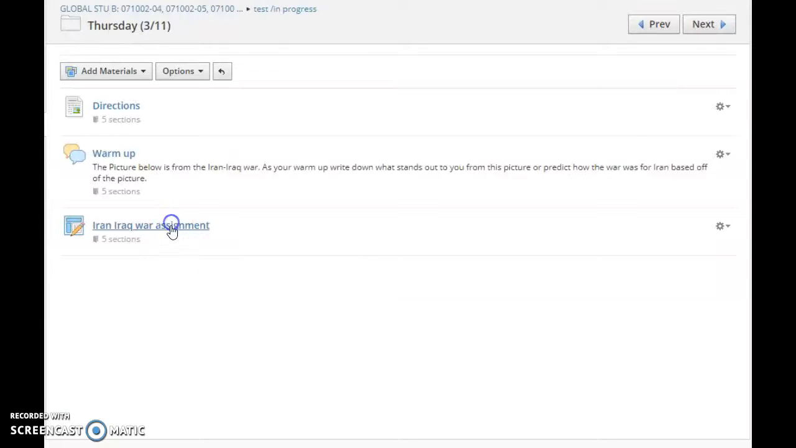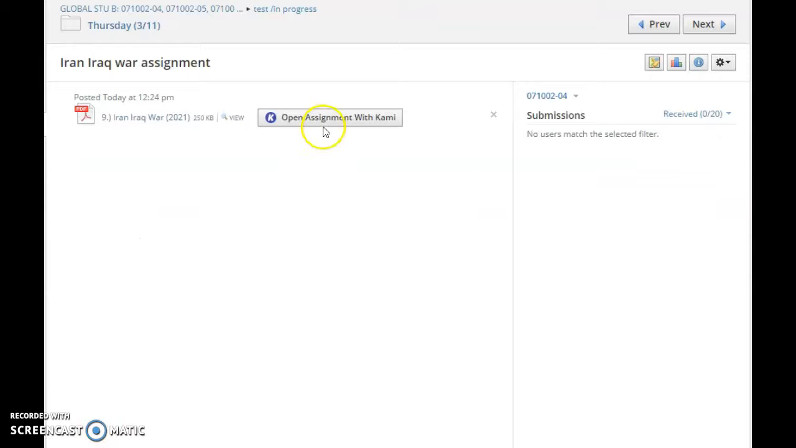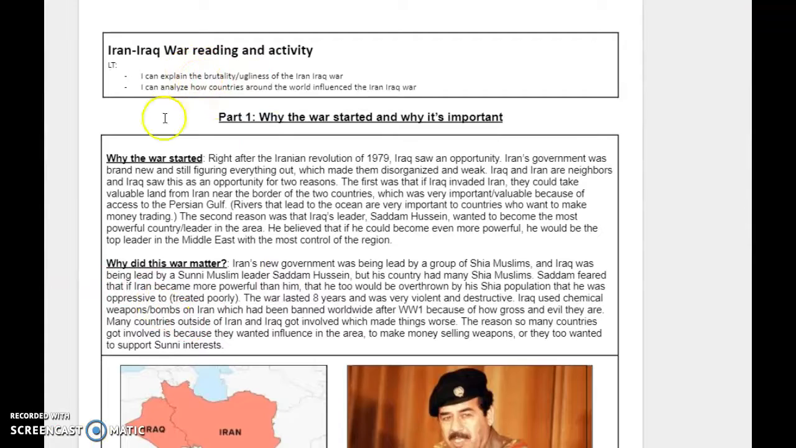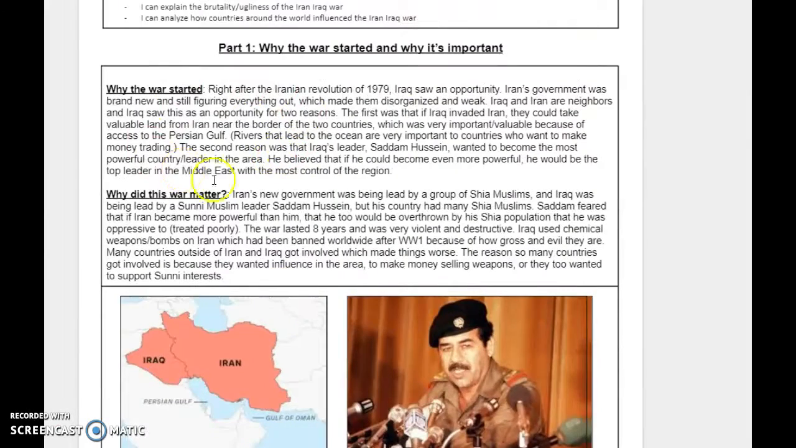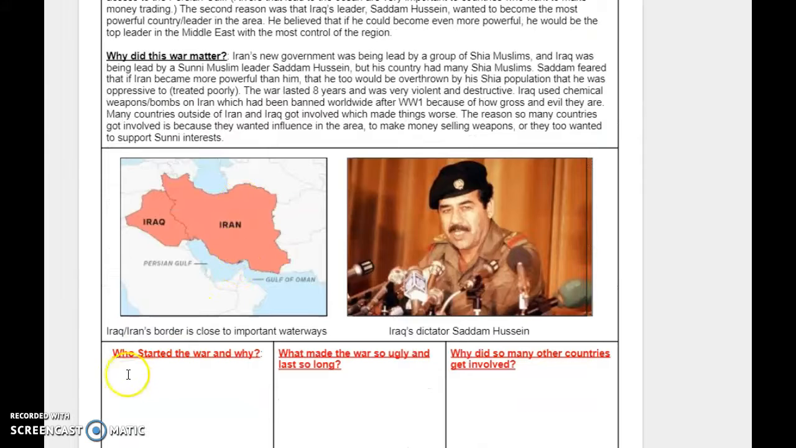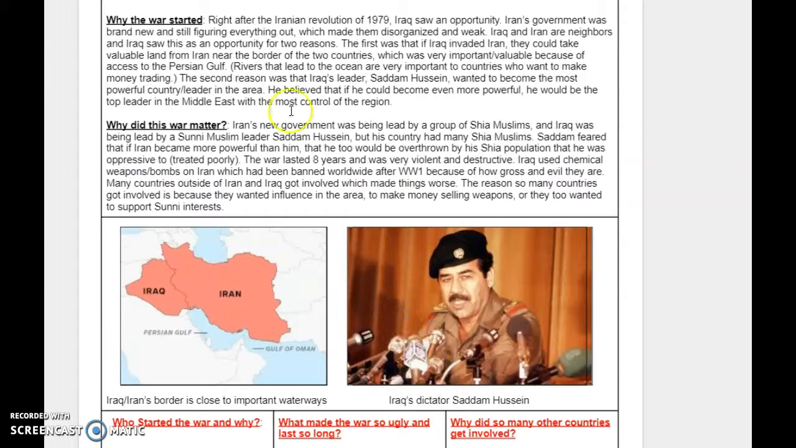After that, you're going to open the Iran-Iraq War assignment. Do so in Cami. When it opens up, you'll see your learning targets again to remind you, and then you have a part 1 and a part 2. For your part 1, you have these 2 short paragraphs that help you answer who started the war and why, what made the war so ugly and last so long, and why did so many other countries get involved. You'll get those from here, and then these visuals are to help you with what you're reading. That's Saddam Hussein, Iraq's dictator, and this is the border between the 2 countries.